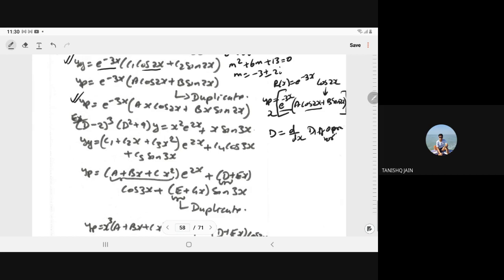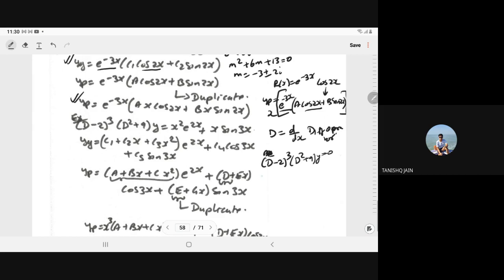So here we have the equation (D minus 2) whole cube (D square plus 9) y. So first its reduced equation will come, and then the auxiliary equation. The reduced equation will be (D minus 2) cube (D square plus 9) y is equal to 0.